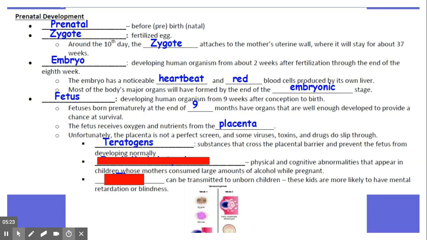Matter of fact, that's the reason why a lot of women, when they are thinking about conceiving, are encouraged to get a flu shot, so that way the developing child will not necessarily be exposed to that. Along with that, fetal alcohol syndrome. This is a physical and cognitive abnormality that appears in children whose mothers have consumed large amounts of alcohol while pregnant.